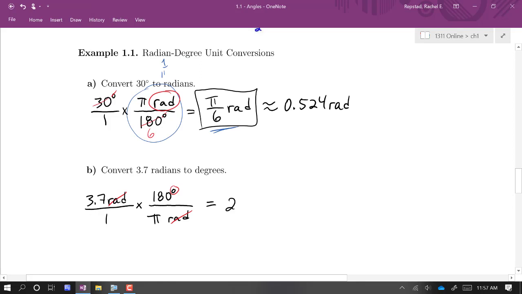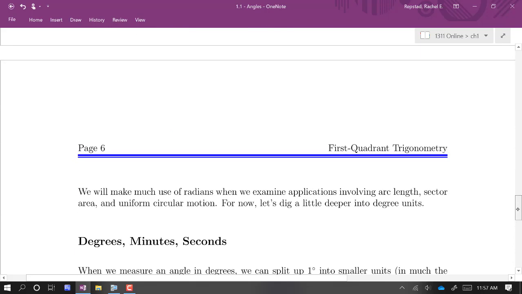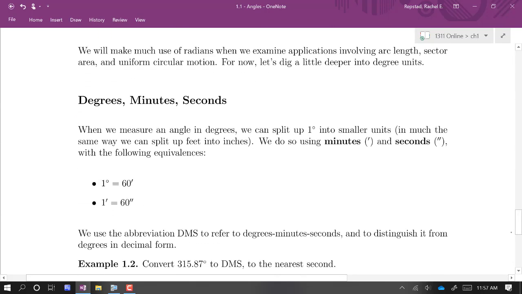We get 211.99 degrees. Okay. We'll make use of radians. We'll use radians a bunch when we do some application problems, and we do most of those actually in the next semester, applications that involve arc length and area of a sector and uniform circular motion.